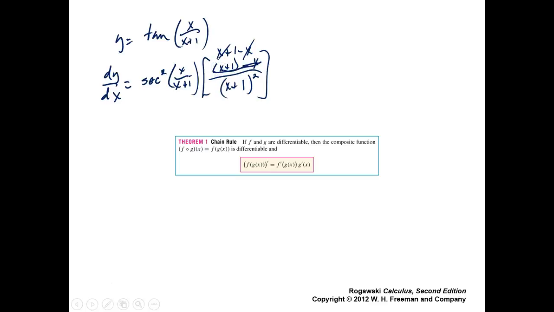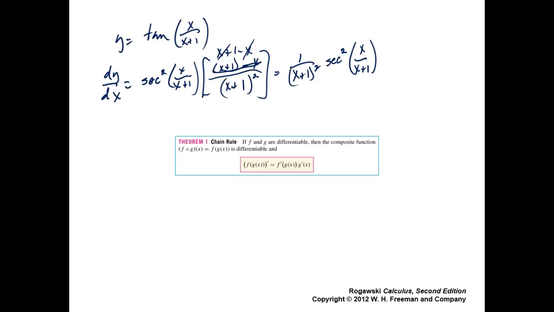So that's your differentiation. Again, to make it a little clearer, I would put the 1 over x plus 1 squared times the secant squared of x over x plus 1. Okay, there's your derivative of that composite function. The additional pain on this one was that the inner function was a quotient, so you had to use the quotient rule there.